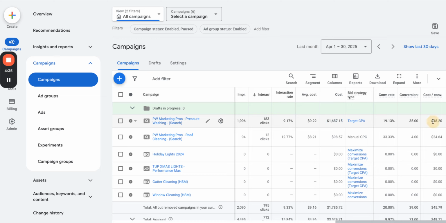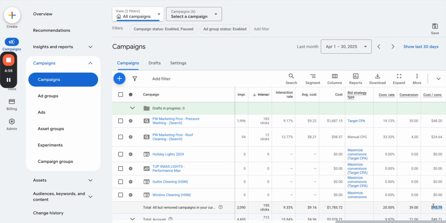They got 35 leads, and they're spending $48 per lead. And then when it came to roof cleaning as well, guys, they spent $98 or $99 basically, and got 4 leads, right, at $24 a pop. And so overall, they spent $1,700 or $1,800 basically, got 39 leads at $46 a pop.